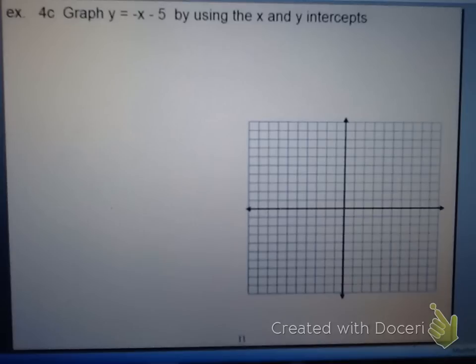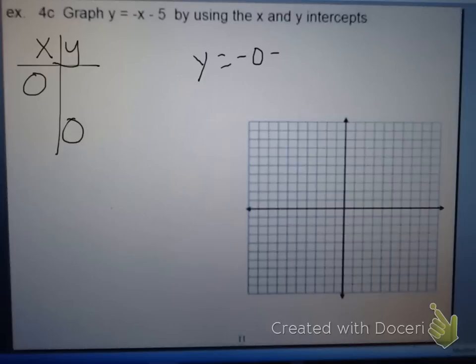For C, y equals negative x minus 5 using the x and y intercepts. Again, I'm going to do the table. I'm going to give x 0, find y, and then give y 0, find x. That to me is the easiest. So y is equal to negative 0 minus 5. Well, there's no such thing as negative 0, so we just say 0. So that's y is equal to negative 5.